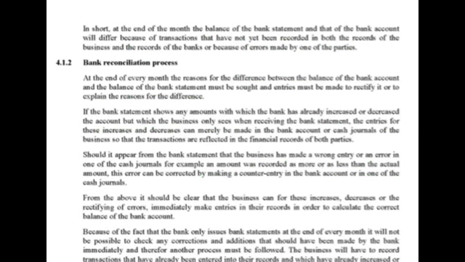So in short, at the end of the month, the balance of the bank statement and that of our bank account will differ because of transactions that have not yet been recorded in both the records of the business and the records of the bank, or because of errors made by either of the two parties. And that's exactly the reason why we need to reconcile. Reconciliation means that we check whether we can get our balance to the balance of the bank. So if we exclude any differences caused by either our account or their account, we can reconcile the two totals in terms of my bank account and that of the bank. If we can do that, then internal control has been done and checked, and we can account for all information regarding our bank.